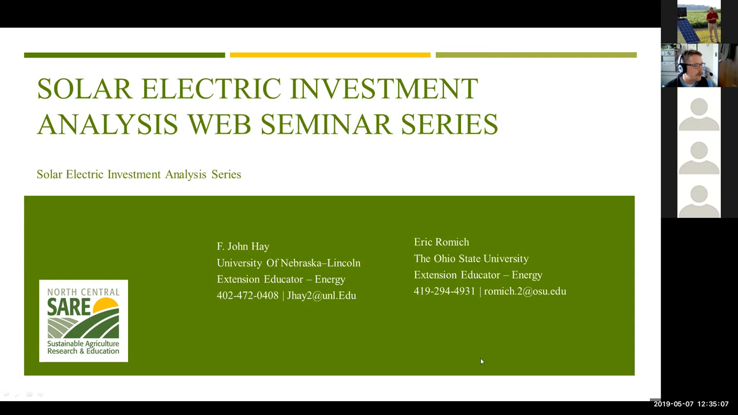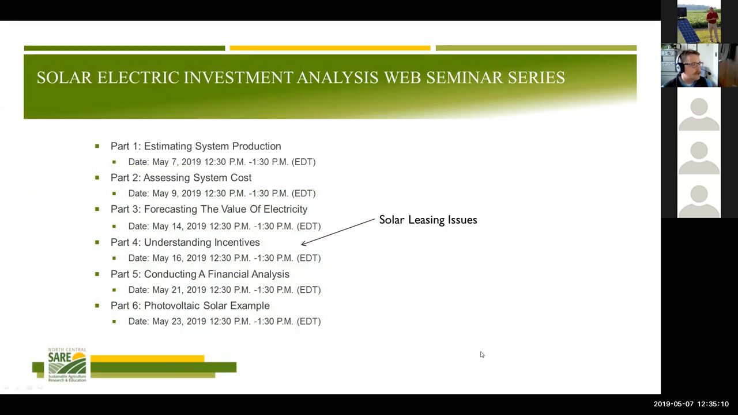So I'm going to go ahead and get started here. This is a six-part web seminar series, and we're going to start with estimating system production. That's going to be today. We're going to follow with Eric doing assessing system cost. I'm going to do forecasting the value of electricity. Eric's going to do the next two parts, understanding incentives and conducting a financial analysis. And the last day, we're going to spend doing quite a bit of modeling and looking at different case studies and how to model a system. You could then go home and model your own system, a potential system, or one of somebody you work with after that. We're also going to spend a little bit of time on solar leasing during part four.